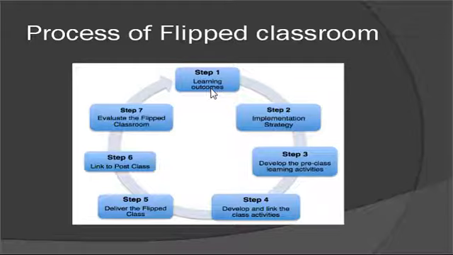The next step is to develop and link the class activities. Now there should be correlation between the out-of-class activities and the in-class activities. Step 5 is deliver the flipped class. Then the next step is to link to post-class.